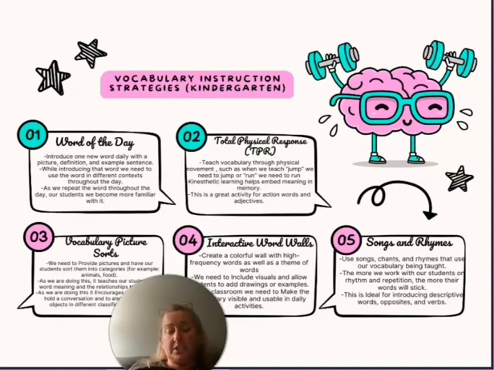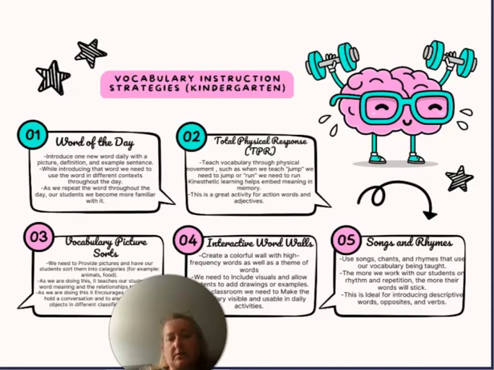Vocabulary instruction strategies for kindergartners. There's word of the day. We need to introduce one word daily with a picture, definition, or example sentence. While introducing that word, we need to use the word in different contexts throughout the day. As we repeat the word throughout the day, our students will become more familiar with it.